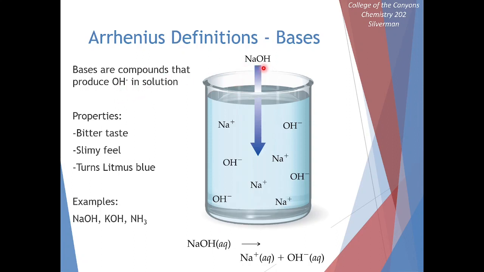Here we have sodium hydroxide. This is a completely soluble compound. It will produce sodium ions and hydroxide ions. That's why it is a base.